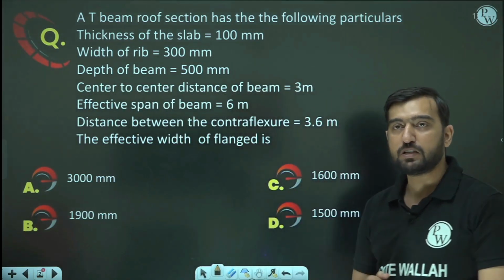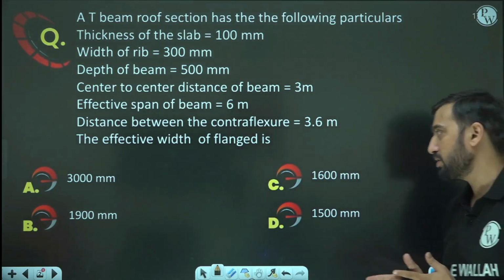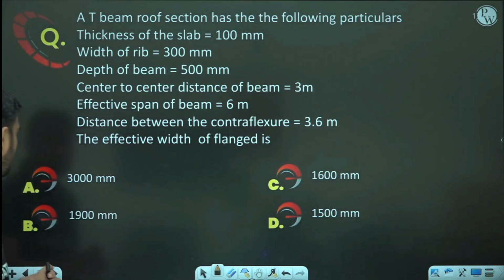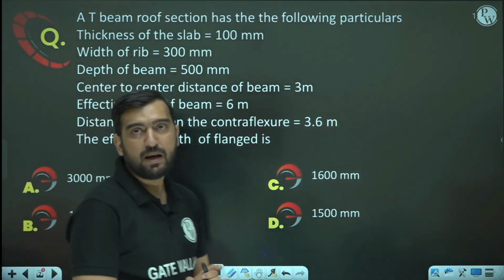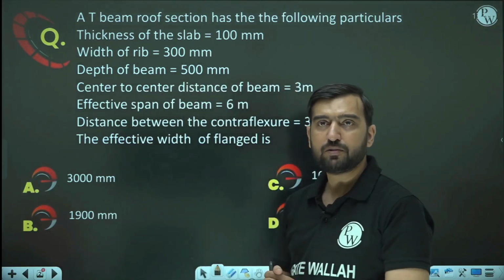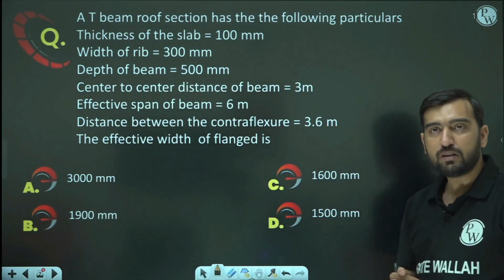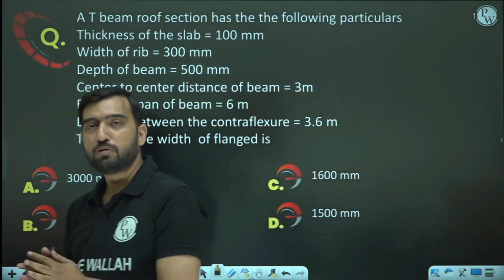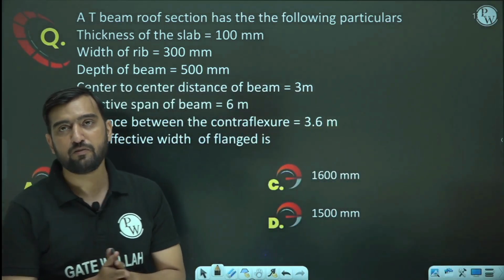Effective width of the flange is going to be how much? So this is a question. Option A 3 meter, option B 1.6 meter, option C 1.9 meter, or option D 1.5 meter. My dear friend, this is a case of monolithically casted T-beam. Okay, so we know how to calculate the effective width of the flange.